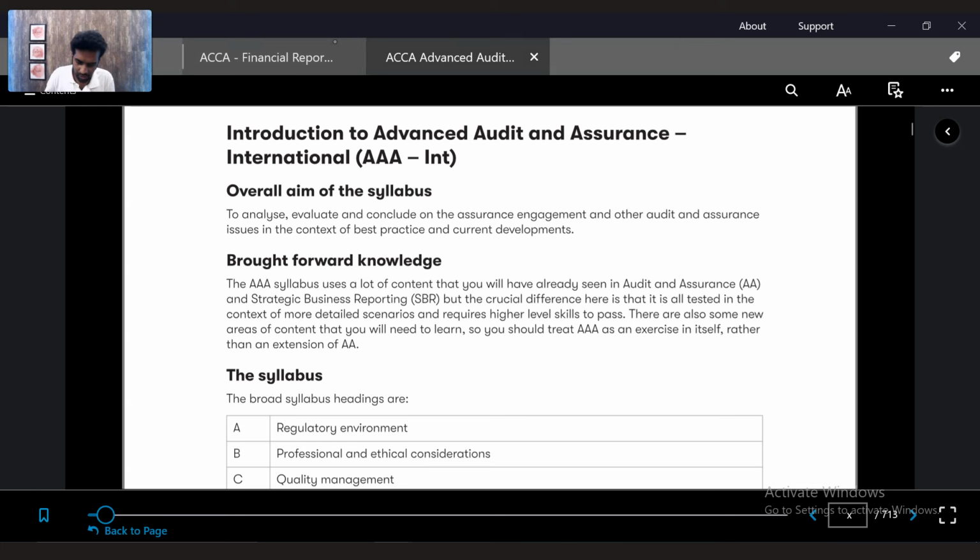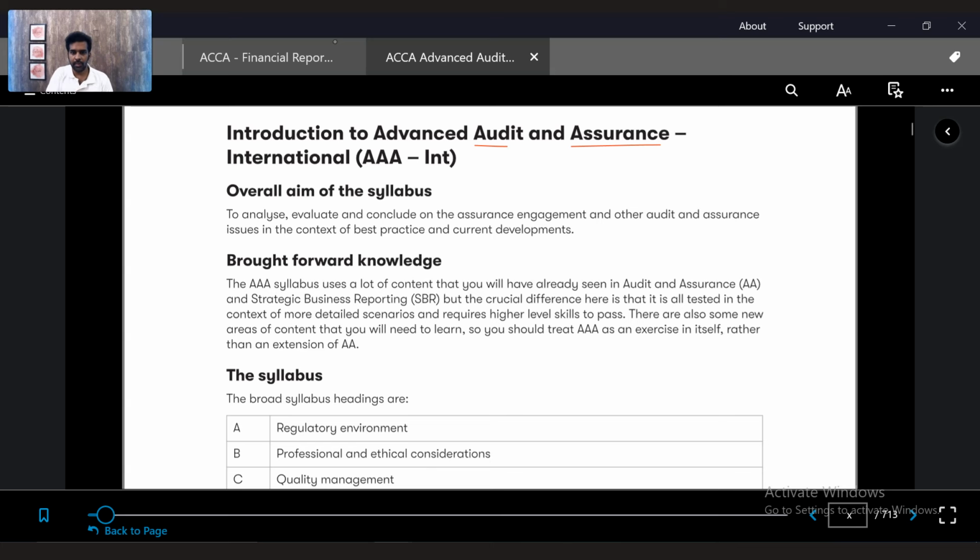As an introduction to Advanced Audit and Assurance, as the name says, audit and assurance. Here we are learning a specific skill set which we have learned in our skill level exam, AA Audit and Assurance as a subject. In audit and assurance, we learned the basics of what is an audit engagement and what is an assurance engagement. How do we do audits? How do we perform assurance engagements? And what do we need to do to perform the assurance engagements, etc. And specifically talking about audit engagements, etc.